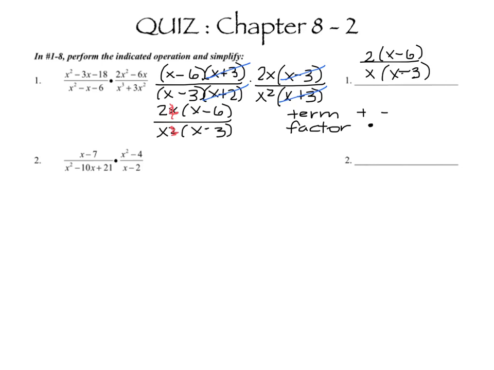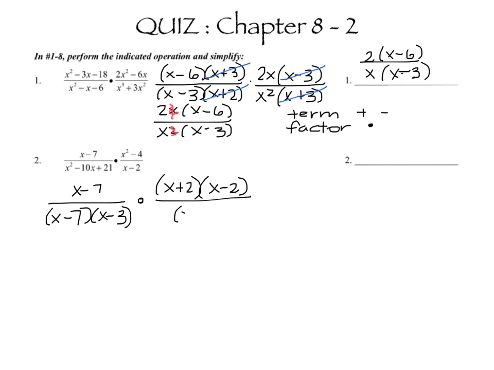Going to do the same thing here. Going to factor the numerator and the denominator. Nope, that's not right. That would be x minus 7 and x minus 3. This is going to be x plus 2 and x minus 2.